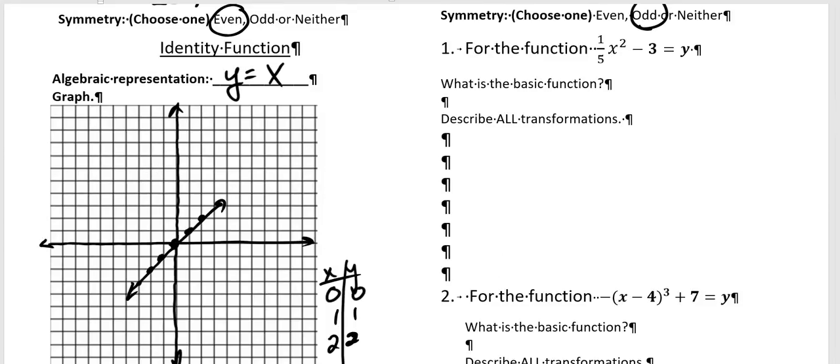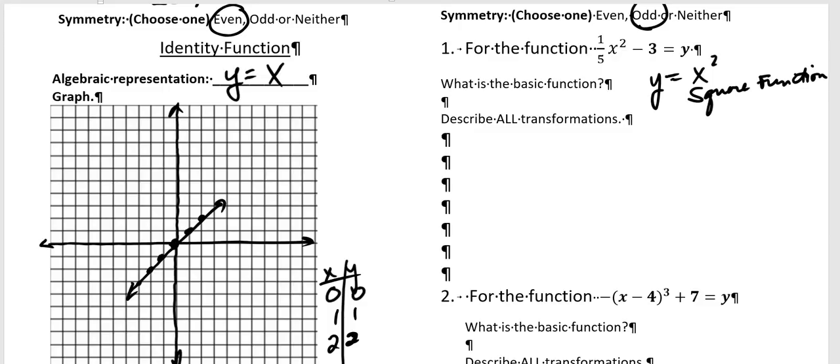Then I'm going to ask you to describe what's happening for a couple of equations. Once again, this portion of the test will be no calculator. For the function 1/5 x squared minus 3 is equal to y, what is the basic function? All we're looking for is y is equal to x squared, or you could say x squared is equal to y, or you could say the square function. I would accept either the name or the algebraic representation.